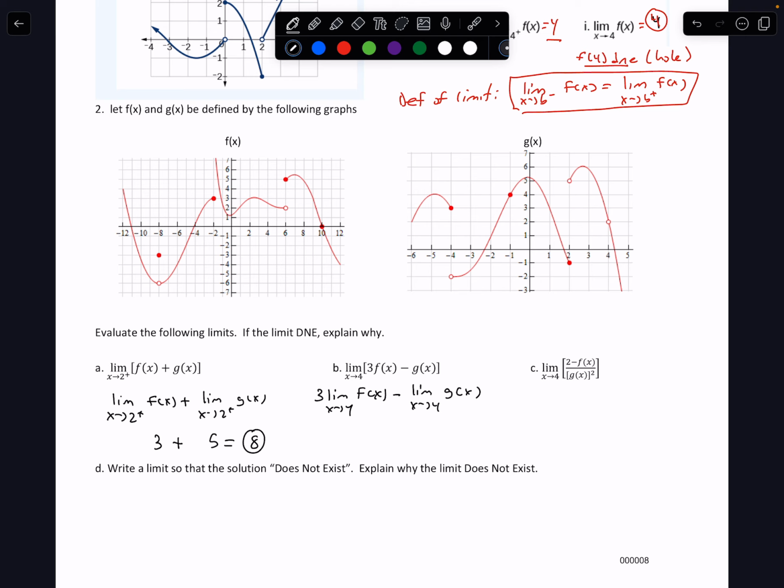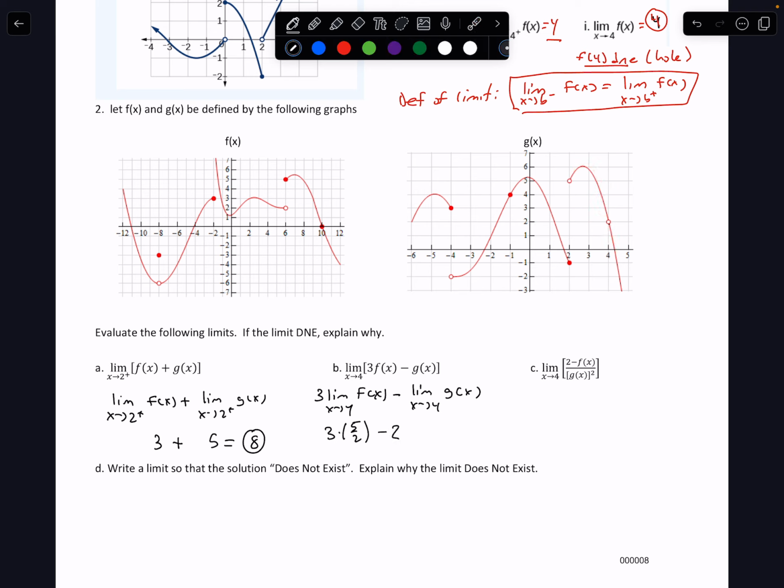All right, so we can get 3 times, let's take a look here. For f of x, as x approaches 4, it does look like it's approaching from both sides, and it's not a perfect number, so I'm going to make that about 2.5, I guess. So 5 halves, 2.5. Minus, for g of x as we approach 4, from the left and the right, we are approaching the same number, and it looks to be 2.